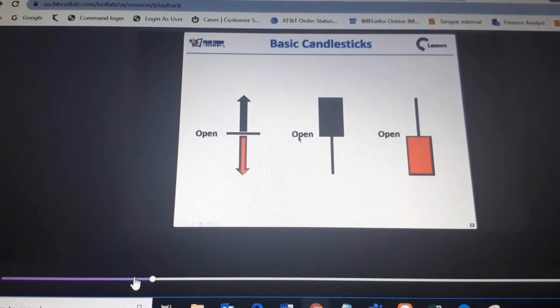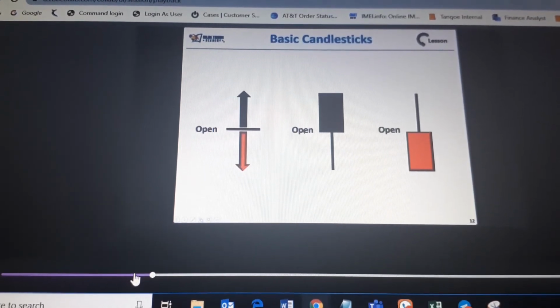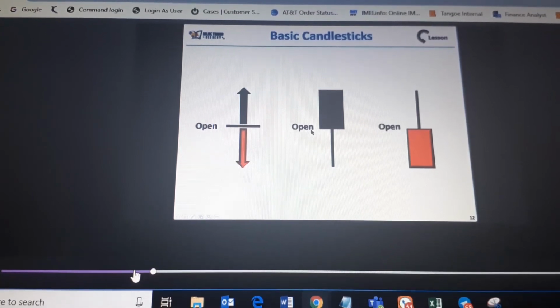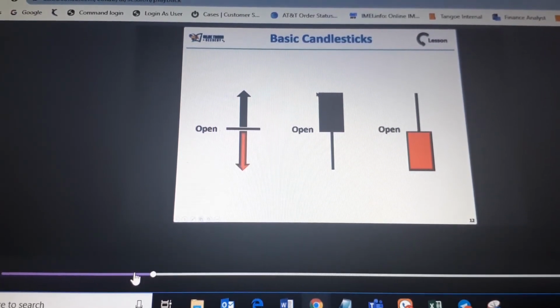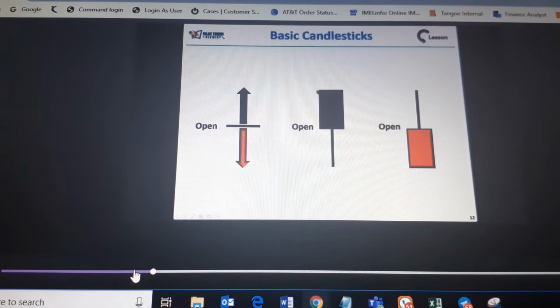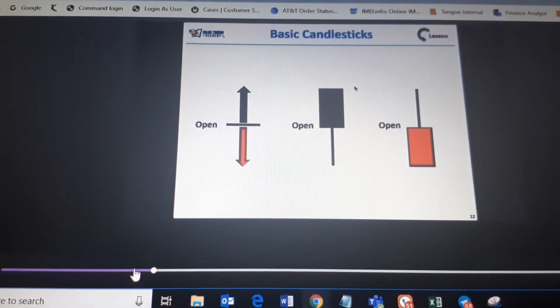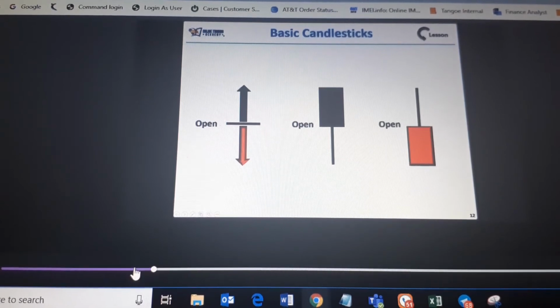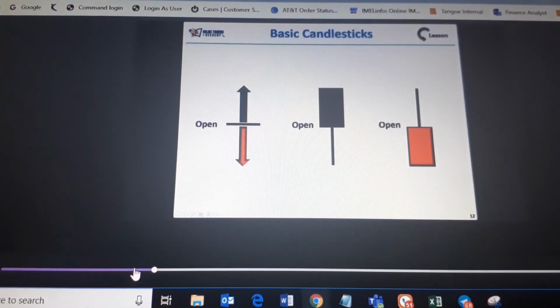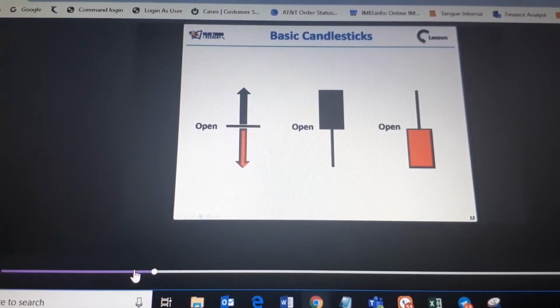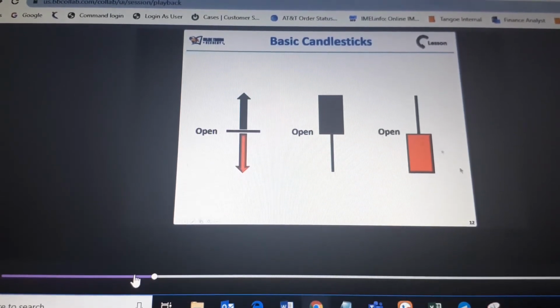So this is open. This is close. For a green candle, always the open will be below the close, right? So here the candle opened at 100 and closed at 105. So here the close and the high are the same.